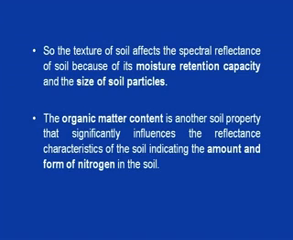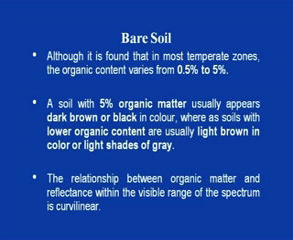The organic matter of soil is another soil property that significantly influences the reflectance characteristics of the soil, indicating the amount and the form of nitrogen in the soil. In most temperate zones, the organic content varies from 0.5% to 5%. A soil with about 5% organic matter usually appears dark brown or black in color, whereas soils with lower organic content are usually light brown in color or light shades of gray.